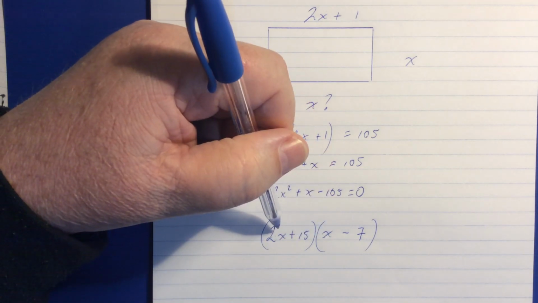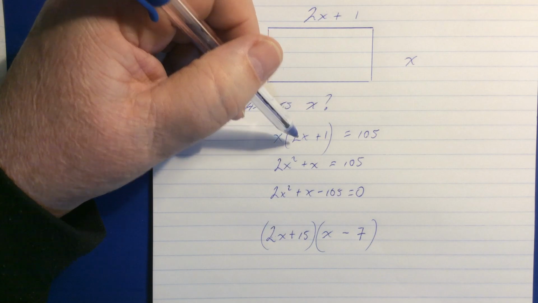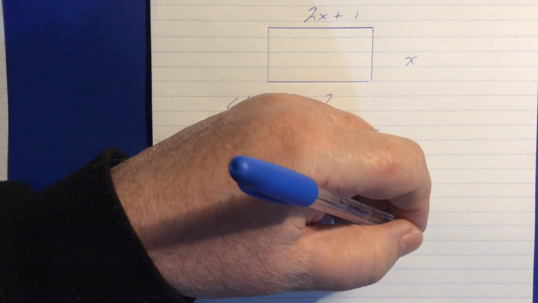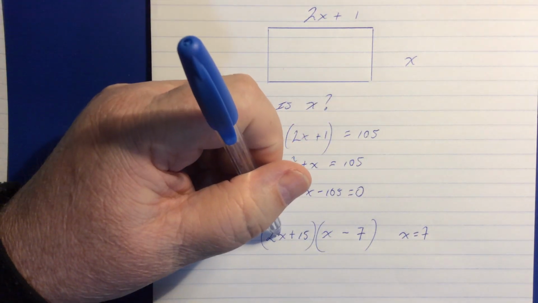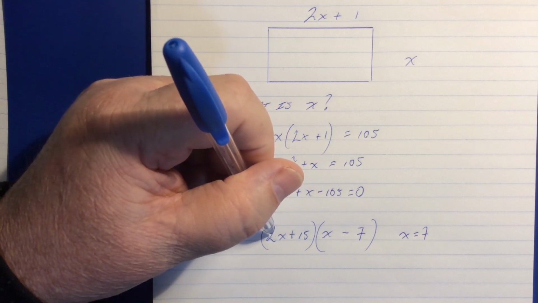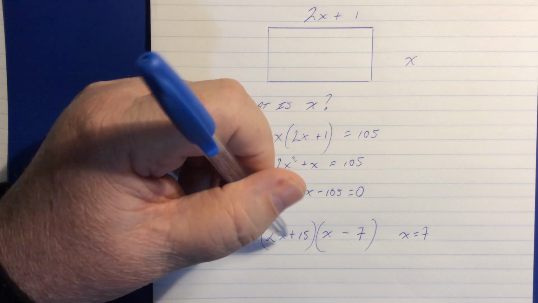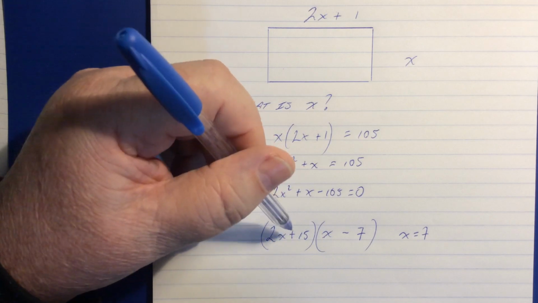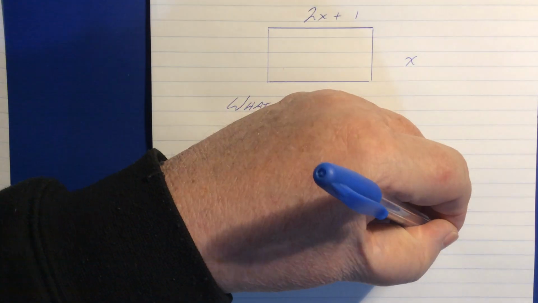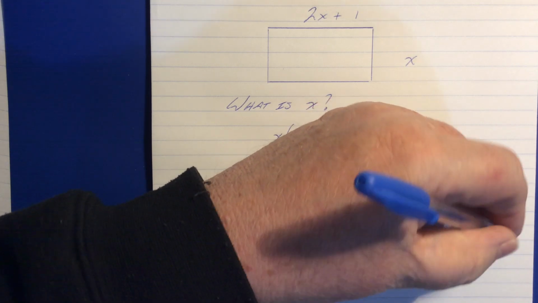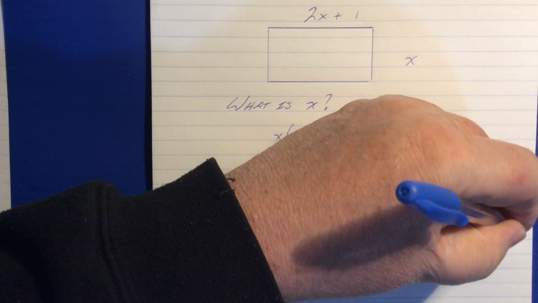We need to find a solution to this. Now there are two solutions to this quadratic. One is that x equals 7, that's the easy one here, and the other is 2x plus 15 equals 0. That is going to be slightly more difficult. x is equal to negative 15 over 2, which is equal to negative 7.5.